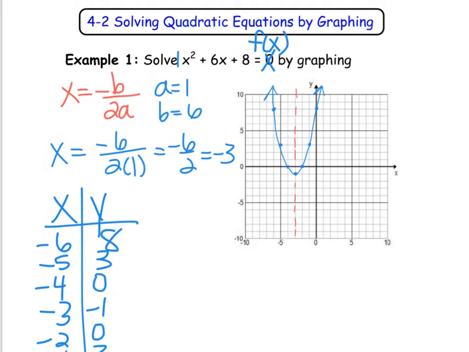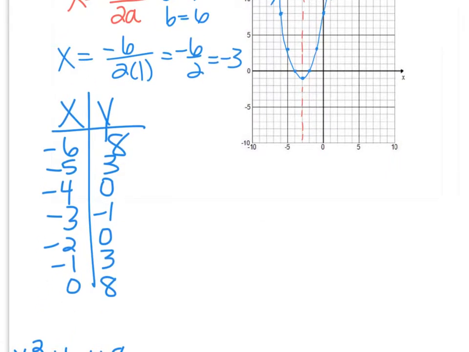So remember, our original equation here is equal to 0. So we're looking for x values where the output is equal to 0. So we're looking for x-intercepts. So your answers to all quadratic equations set equal to 0 are the x-intercepts. So here we have two nice x-intercepts, and we can see that in the graph and on the table.